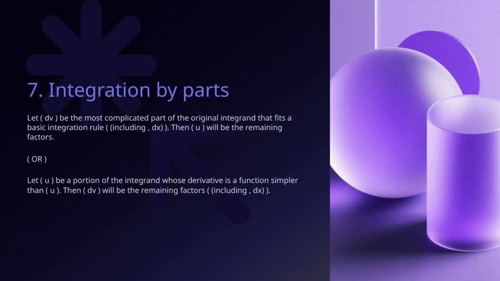Let's focus on a key idea in integration by parts. If we have a portion of the integrand called u, whose derivative is simpler than u itself, then we can assign that to u. The remaining factors, including dx, will form dv. Conversely, if we identify the most complicated part of the original integrand that still fits basic integration rules, we assign that to dv, and the rest becomes u. The main goal here is to strategically choose u and dv so that the integral becomes easier to evaluate. This approach is all about simplifying complex integrals by breaking them into parts that are easier to handle, which ties into the overall theme of mastering integration techniques efficiently.